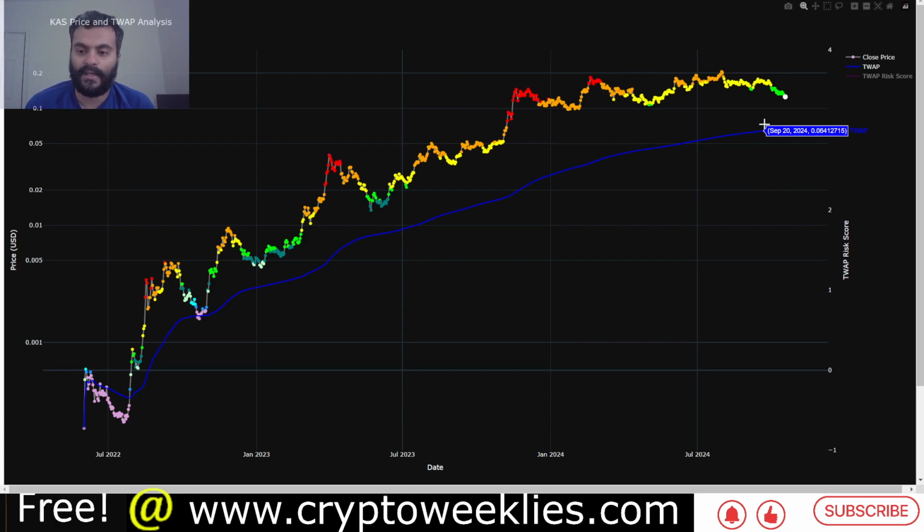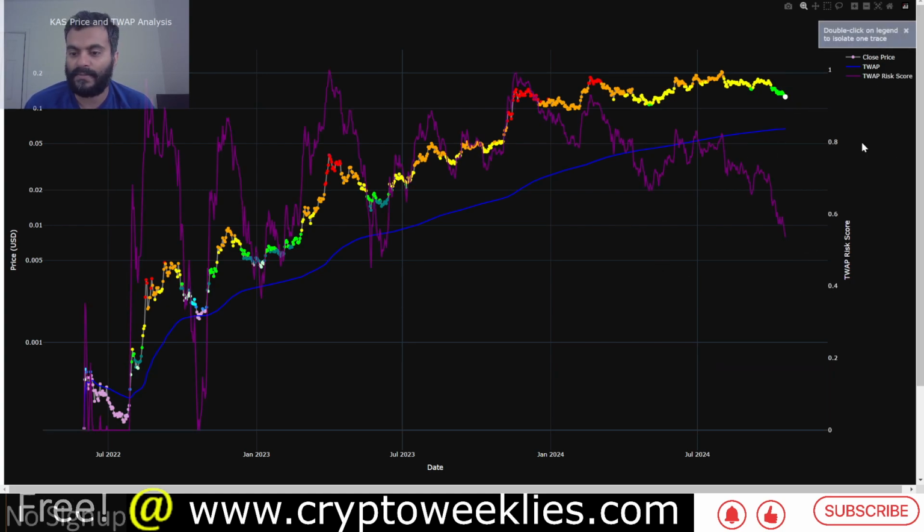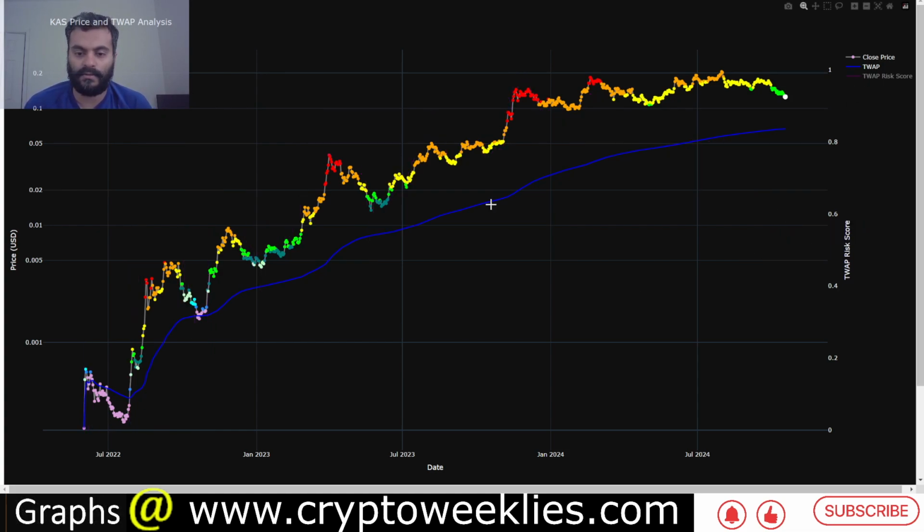In terms of the time weighted average price model, the price has been meaningfully above the time weighted average price for most of Kaspa's existence. The last time price came close to the time weighted average price was back in October 2022, when the price was several thousandths of a cent. Right now the time weighted average price is at around 6.5 cents, and the price is around 12.5 cents. So the time weighted average price based risk is depleting, but it is still at a meaningful level, at roughly 50% risk and 50% reward.